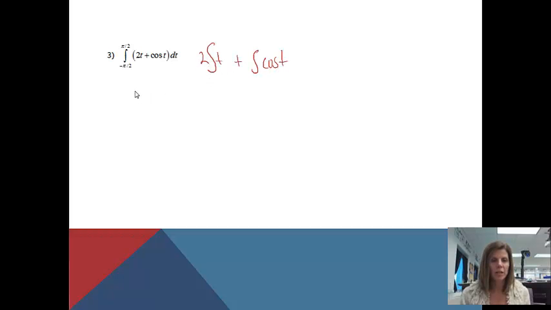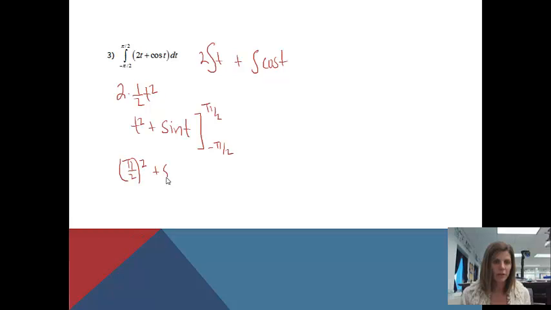Okay, when I take the antiderivative of the first part, I'll have 2 times 1/2 t squared, which will reduce to t squared, and then plus the antiderivative of cosine is sine, and I'm no longer going to write plus c, but you can if you really want to. I'm going to evaluate it at pi over 2 and at negative pi over 2. So when I put pi over 2 in, that's going to be pi over 2 quantity squared plus the sine of pi over 2, and then minus negative pi over 2 quantity squared plus sine of negative pi over 2.